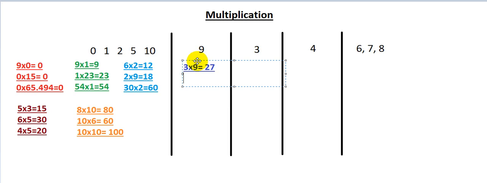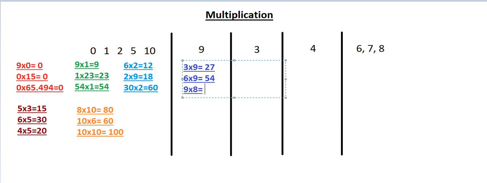Let's say I'm doing 6 times 9. Here I'm going to close the 6th finger, which would be the pinky of my right hand. So how many are to the left? 5. And how many are to the right of my closed finger? 4. So 54.